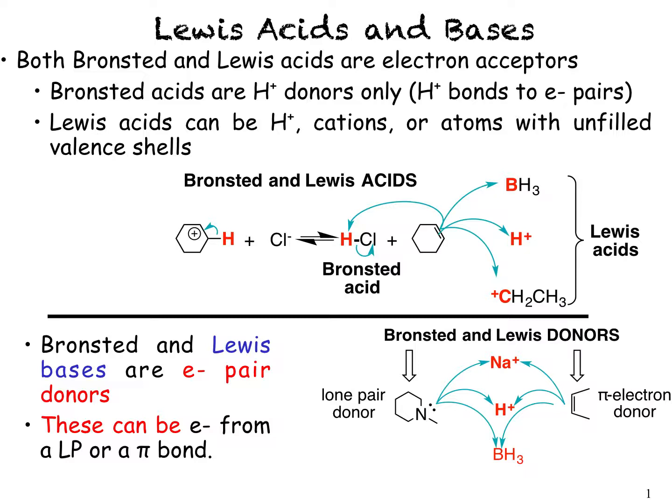Both of those donate 2 electrons. The electrons can either come from a lone pair, as in the hydroxide below, or the methanol lone pair, or it can come from the pi bond. The pi bond in the alkene below can donate electrons to a Lewis acid. The Bronsted-Lowry base donates to a proton. The Lewis base donates 2 electrons to any electron deficient atom, including a proton.